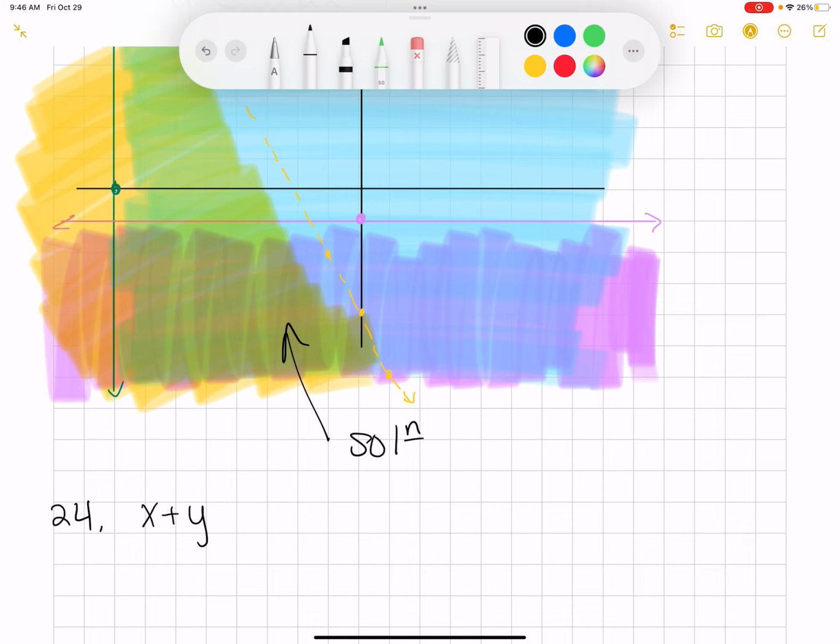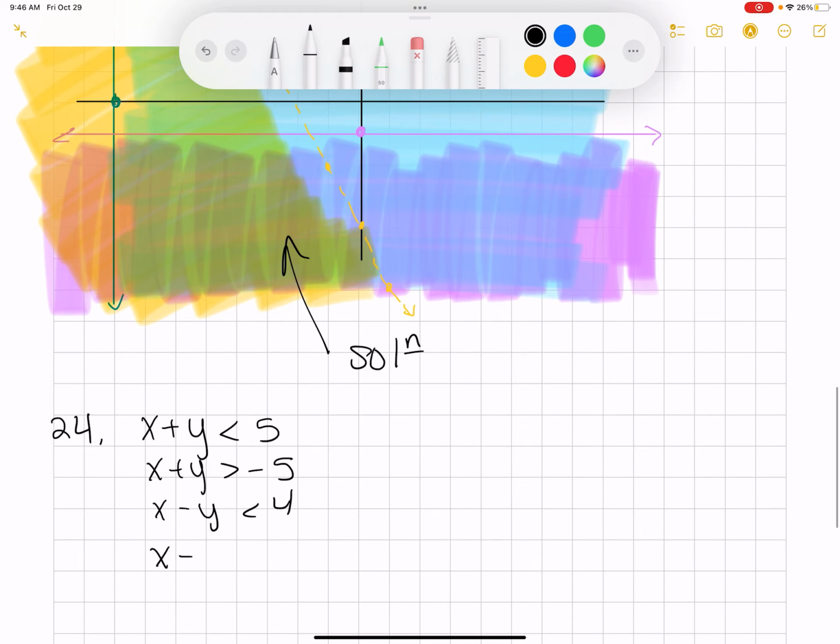X plus y is less than 5. X plus y is greater than negative 5. X minus y is less than 4. X minus y is greater than negative 2. I need a whole page. This is devil graph language.